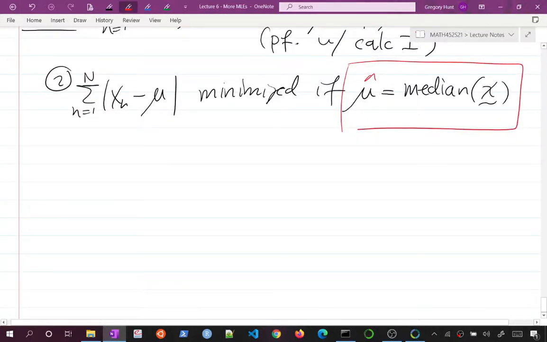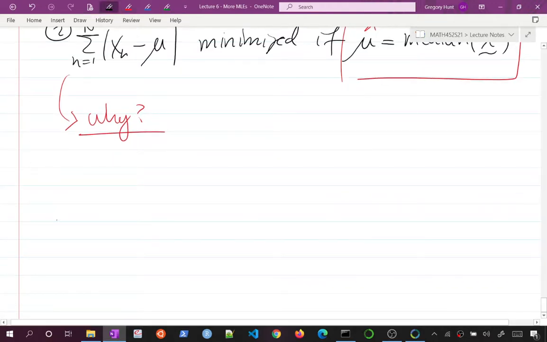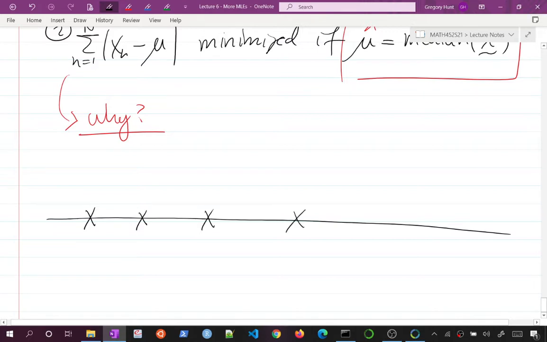Okay, so proof of the second fact. Why? This is a fun kind of pictorial proof. It's not really analytical. I'm going to assume I have some data points. Here's my x's. They're going to lie something like this. And let's assume we have 5 of them. And so if I have these 5 points, this is my median.